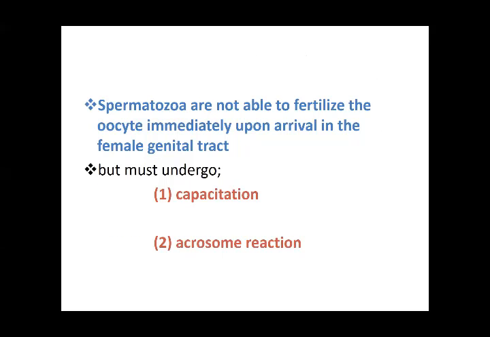Then there is capacitation. Spermatozoa are not able to fertilize the oocyte immediately upon arrival in the female genital tract. As I said, they reach the isthmus of the fallopian tube, but they are not able to penetrate the layers outside the released ovum. They must undergo two reactions, capacitation and the acrosome reaction, before they meet the oocyte. These two are the prerequisites for fertilization to occur.